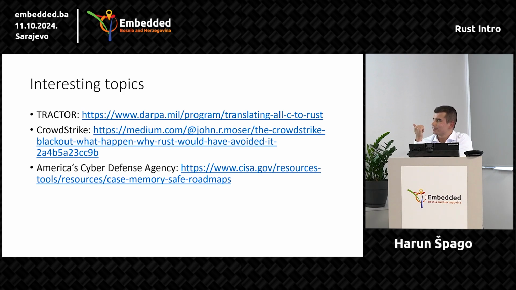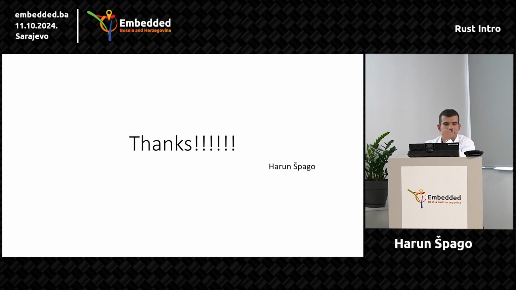CrowdStrike already said that some people in Rust think that only the Option enum can prevent this thing from happening. And also I have a document here from the American cybersecurity agencies, which lists a number of safe programming languages, but C and C++ are not on that list, and Rust is. And that's it.